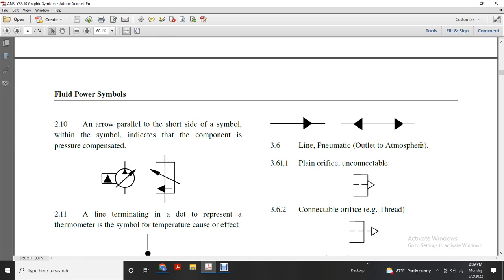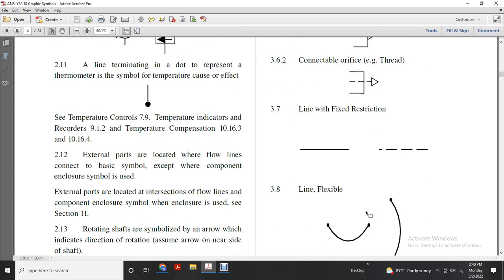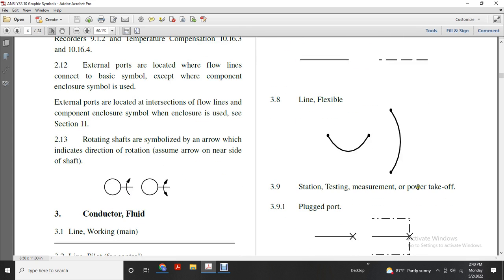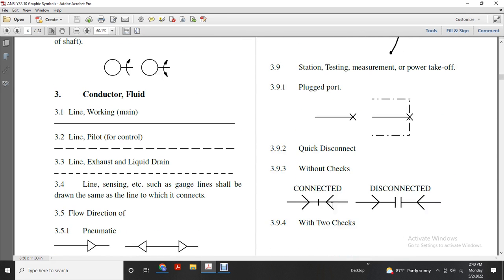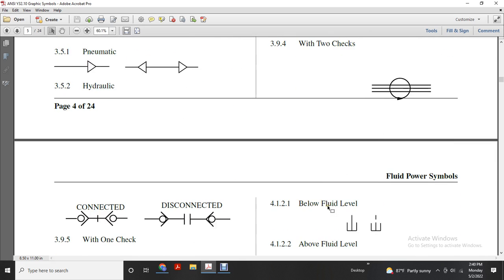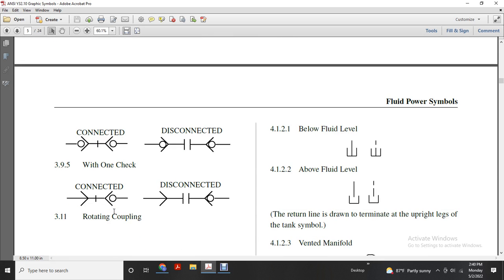Line pneumatic outlet to atmosphere, plain orifice interchange unconnected, plain orifice unconnected, connecting orifice thread, line with fixed restriction, line flexible, station testing, measuring power takeoff, plug ported, quick disconnect without checks, connected, disconnected, with two checks, connected and disconnected, with one check, connected, disconnected, coupling, rotating coupling.